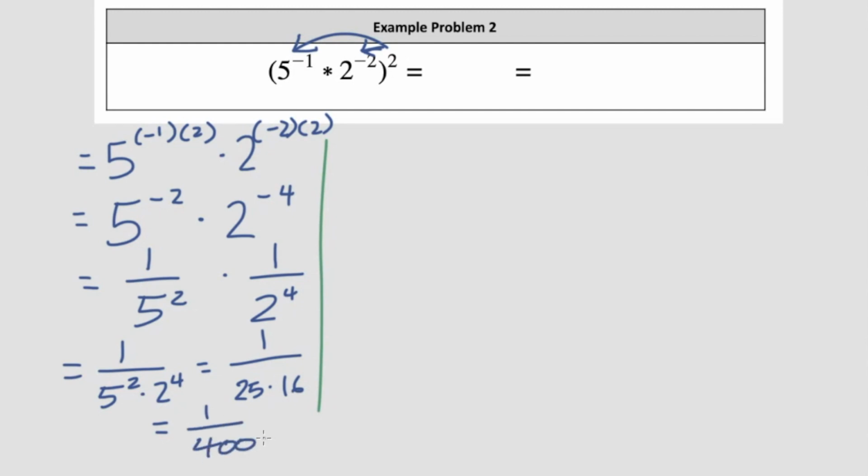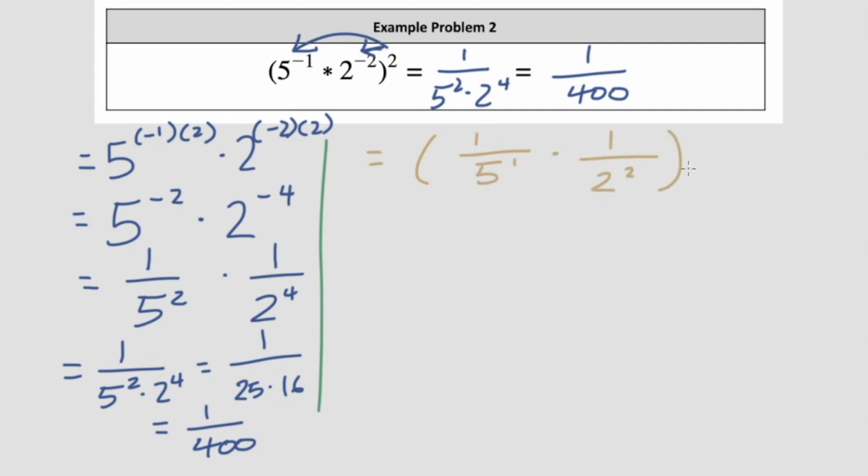Now, I drew a line at the beginning because I want to show that there's a different way to solve this. So what if I took the inside of the parentheses and did that first? I noticed that 5 to the power of negative 1 is 1 over 5 to the power of 1. 2 to the power of negative 2 is equal to 1 over 2 to the power of 2. And then I multiply the inside of the parentheses together before I distribute. So that becomes 1 over 5 to the power of 1 times 2 to the power of 2. That becomes 1 over 5 times 4, which becomes 1 over 20.